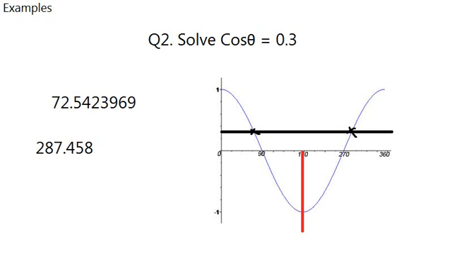And we can check for the accuracy of our answers. For 72.54, it is smaller than 90, which is correct. And for the other answer, it's larger than 270, and it is. It's 17.458 larger than 270. So we can be sure that that is a close approximate or the actual answer of that question.